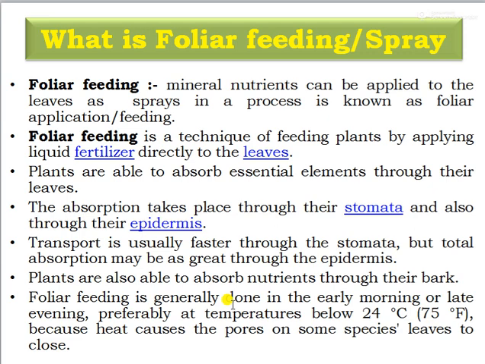That's why you have to apply it then, also because of the high demand in the afternoon session. Hence the best time to apply as a foliar feeding is early morning and late evening, preferably with the temperature below 24 degrees Celsius, and in Fahrenheit that is 75. Because of the heat, the pores on some species' leaves are closed.